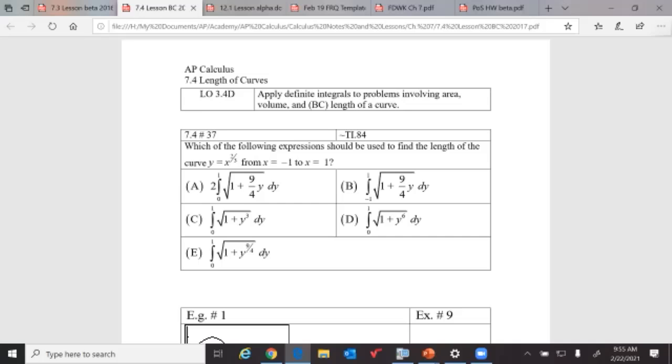You have to rewrite what x equals in terms of y. Yes? Just like we did with volume. So the problem's done dy. Rewrite that. What would you get? You have x to the 2/3 power equals y. Raise both sides to the 3/2 power.